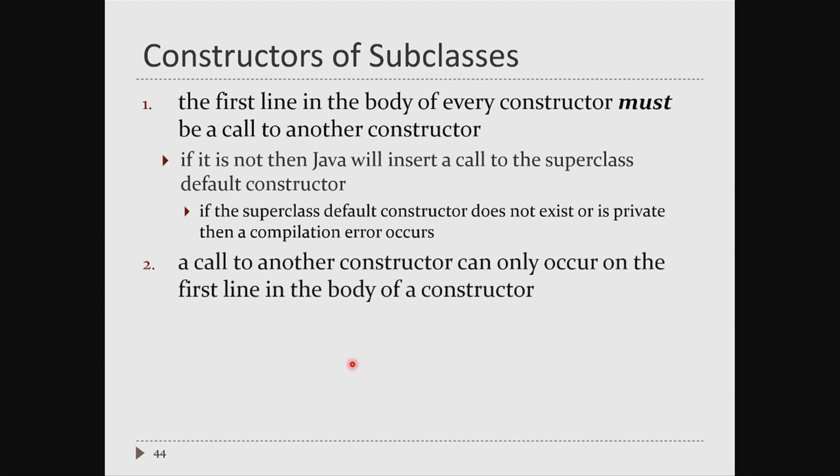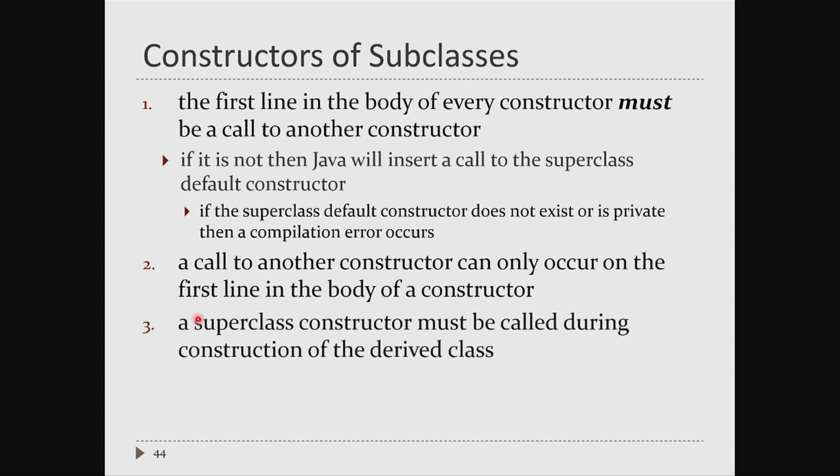So if the superclass does not have a no-argument constructor, then you have to call some other constructor manually yourself. But we'll get to that in a minute, maybe not today. Now, if you decide you want to call another constructor in your constructor, the only place you can do that is on line 1. So rule number 1 says the first line must be a call to another constructor. Rule 2 says if you're going to do it, it has to be on line 1.